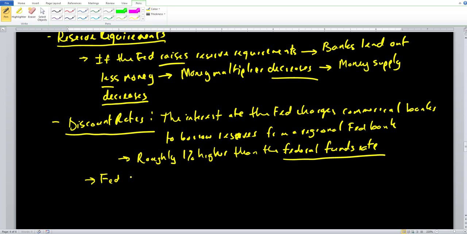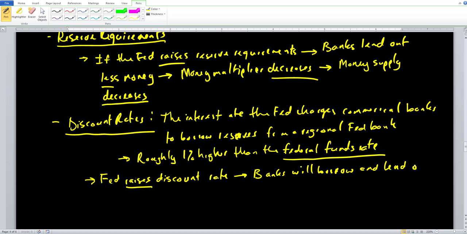So let's go ahead once again. Suppose that the Fed raises the discount rate. If the Fed raises the discount rate, what does this mean for banks? Banks are going to borrow and lend out less money. So number one, if the interest rates go up, that of course tells us that you probably aren't going to want to borrow a lot of money, but they're going to be able to lend out less money as well, just for the same reasons. So with all of this, as they lend out less money, once again, this is going to dampen the impact of money creation, so the money supply decreases.